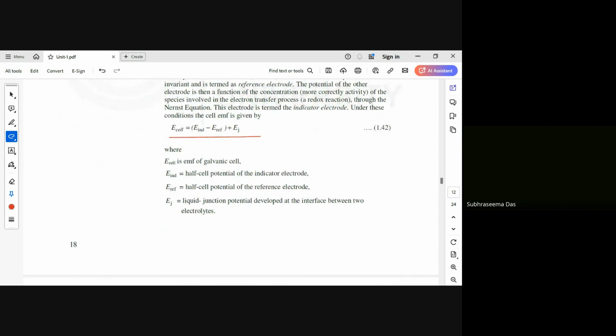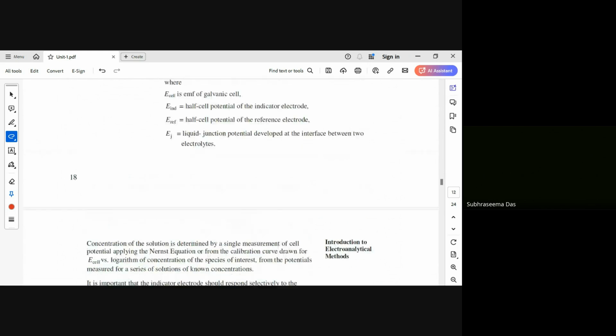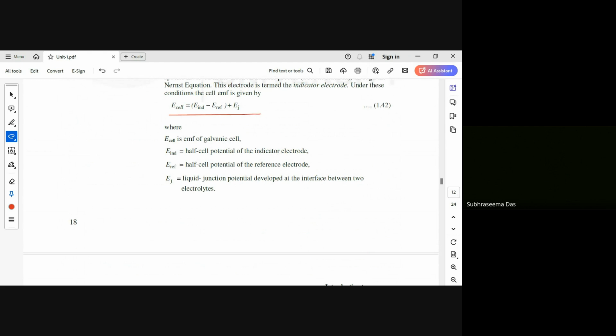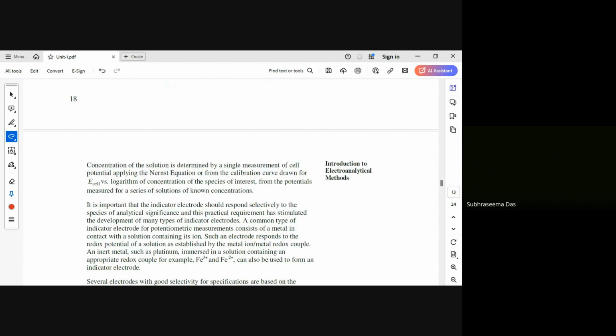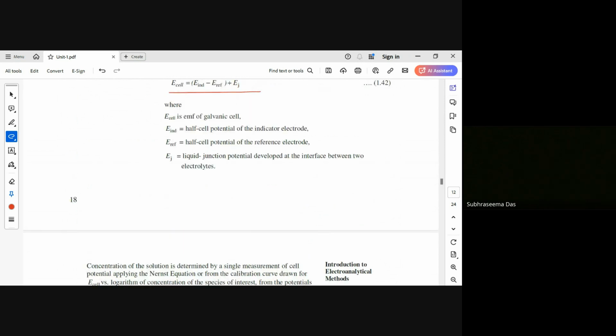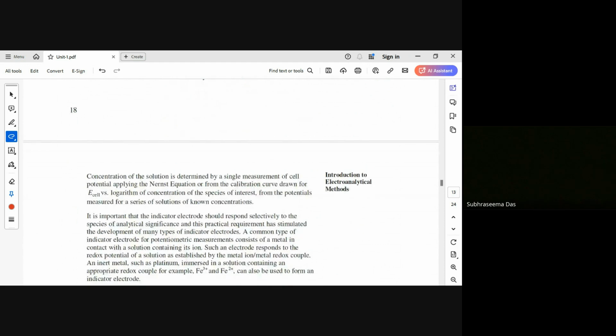So if we know the half cell potential of the reference electrode, then we can easily calculate the EMF of the total galvanic cell. Now this is particularly done when we have a calibration curve for the electrolyte, and from looking at the concentration from the slope of the graph, we find out the EMF of the indicator electrode, and then finally the EMF of the galvanic cell is calculated.